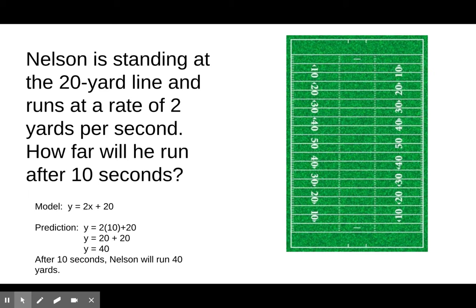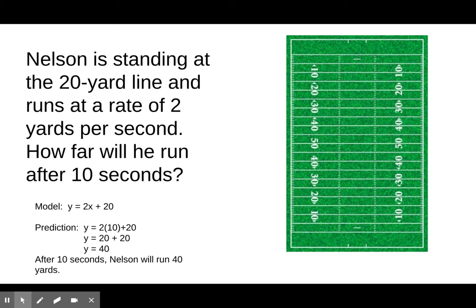If we see here in this particular problem, it says Nelson is standing at the 20-yard line and runs at a rate of 2 yards per second. How far will he run after 10 seconds? So we know if we were going to write this as a linear model, since it has a constant rate of change, which is the 2 yards per second, and Nelson is starting at the 20-yard line, we would simply model it with y equals 2x plus 20.